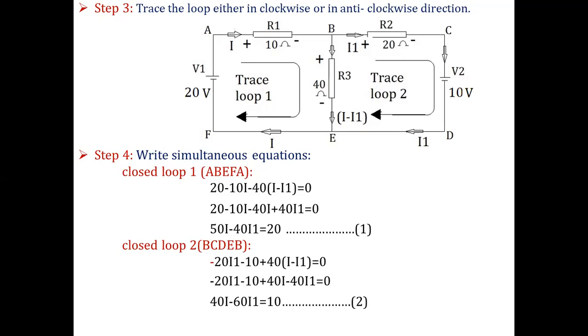So we got two equations, equation number 1 and equation number 2. How many loops are there? Two loops, two equations are there. How many unknown values are there here? Two unknowns, I and I1. R1, R2, R3, V1, V2, we know that one. If you have the calculator, by using the calculator directly we can get the value of I and I1.